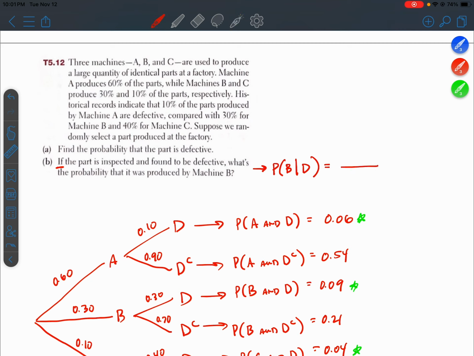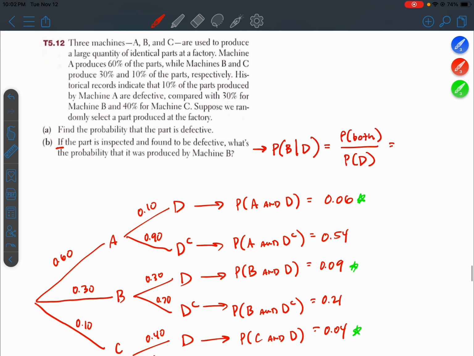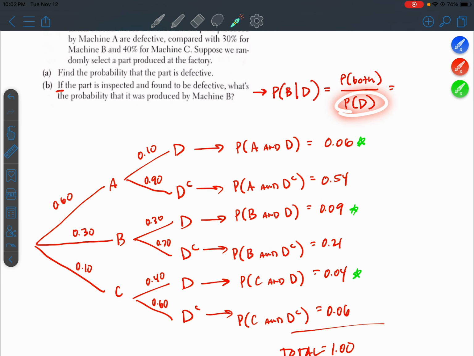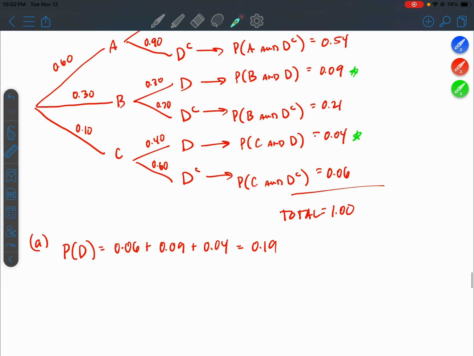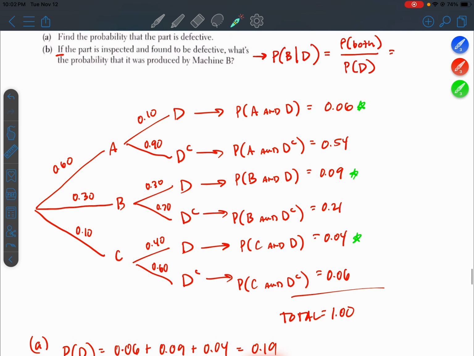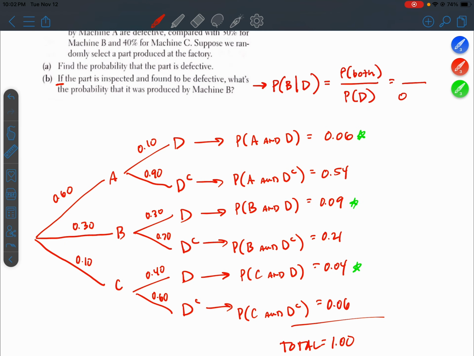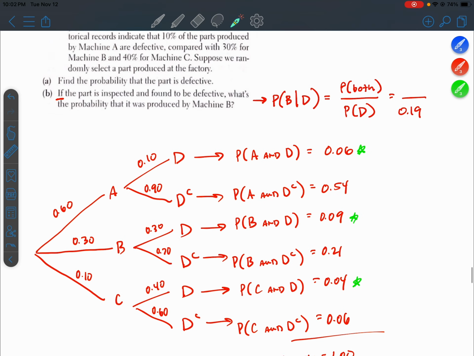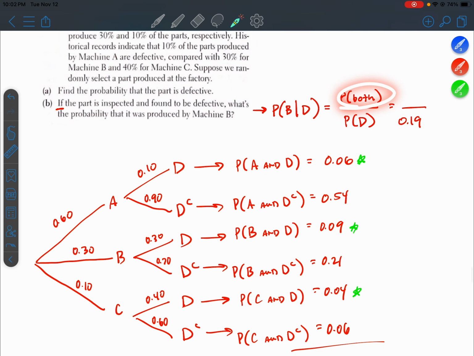All right, so we need to find the probability of both of those things happening and divide it by the probability of the condition, which is that the part is defective. Okay, now we already know the probability that the part is defective. We just found that in part A, it's 19%. All right, so we'll fill that part in here. Okay, now let's find the probability of both, right? Both meaning it came from machine B and it was defective. Hey, that's this value right here. It's 9%.